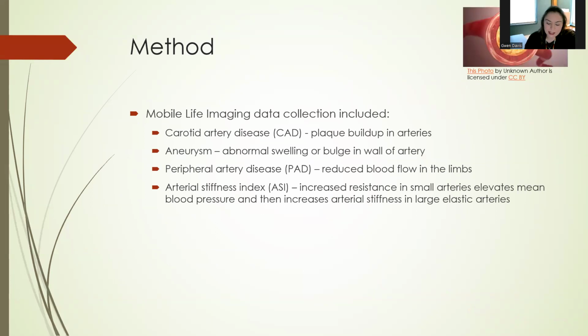Okay, and then Mobile Life imaging data collection includes assessment of 4 key indicators that may contribute to adverse cardiovascular events. This assessment is done primarily using ultrasound technology that can detect fatty deposits, also known as plaque, that can block blood vessels and lead to carotid artery disease, along with stiffening or narrowing of the arteries, resulting in peripheral artery disease. Abdominal aortic aneurysms appear as a bulge or balloon where the artery has weakened.